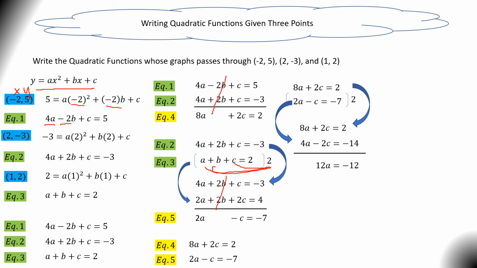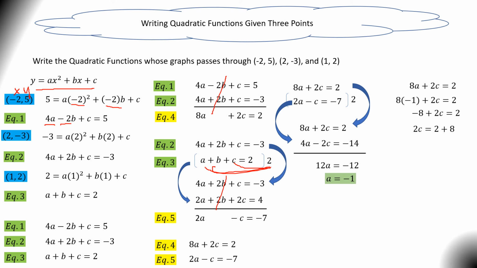Then, divide both sides by the numerical coefficient of a, which is 12. Then, a is equal to negative 1. Negative 12 divided by 12 is negative 1. Dahil may value na tayo ng a, so substitute na lang natin siya dito kay 8a plus 2c equal to 2. 8 times negative 1 plus 2c equal to 2. Then, 8 times negative 1 is negative 8 plus 2c is equal to 2.